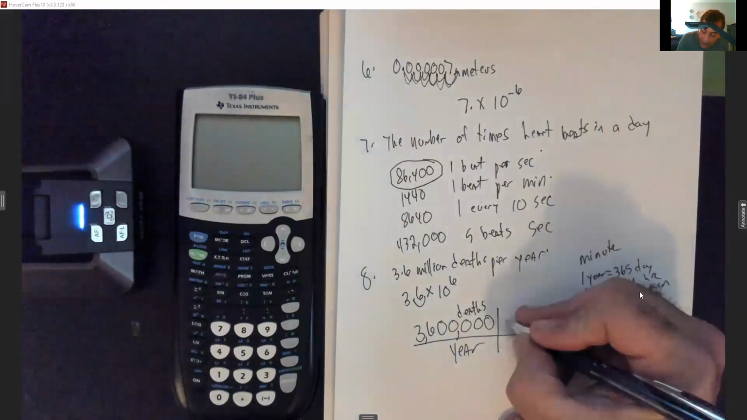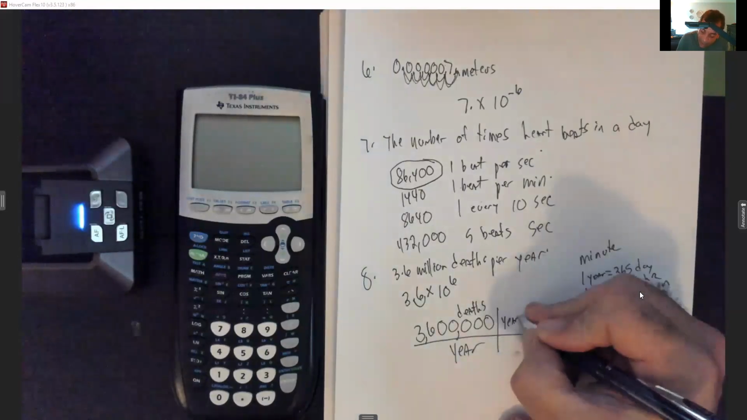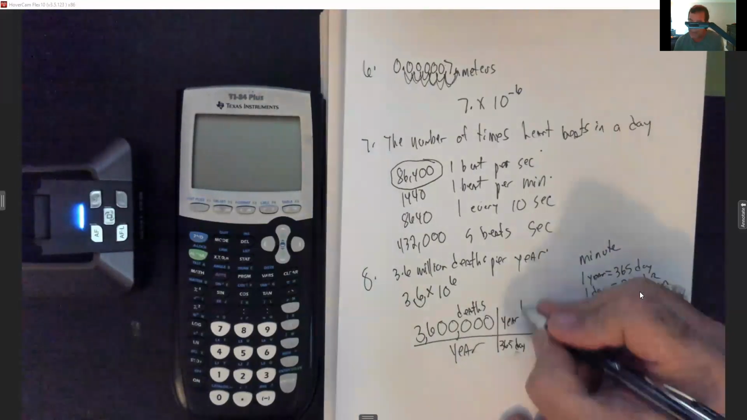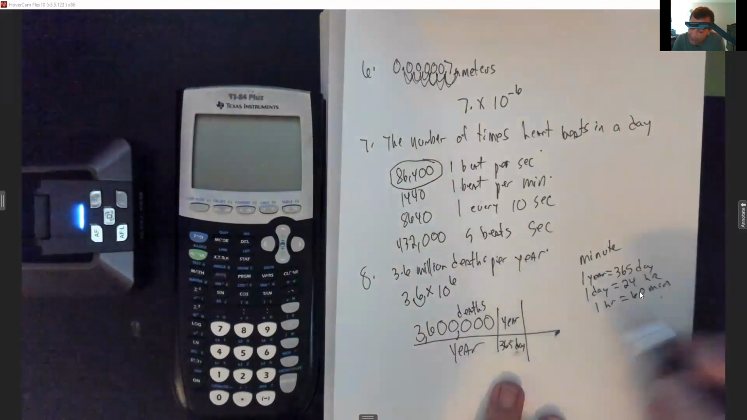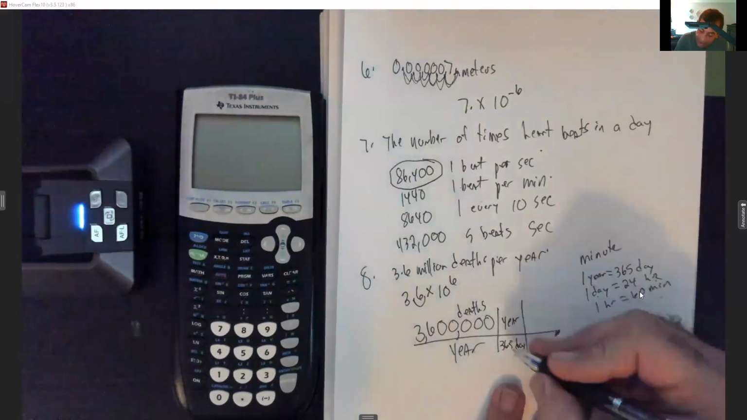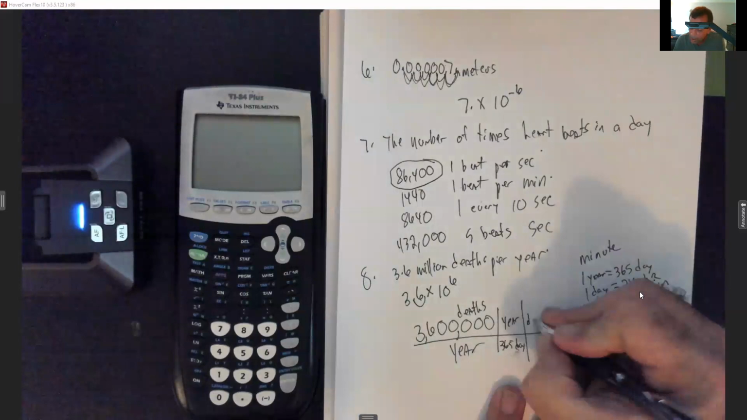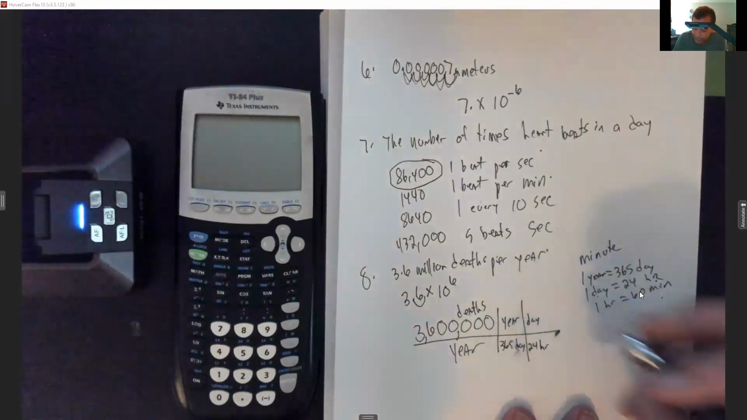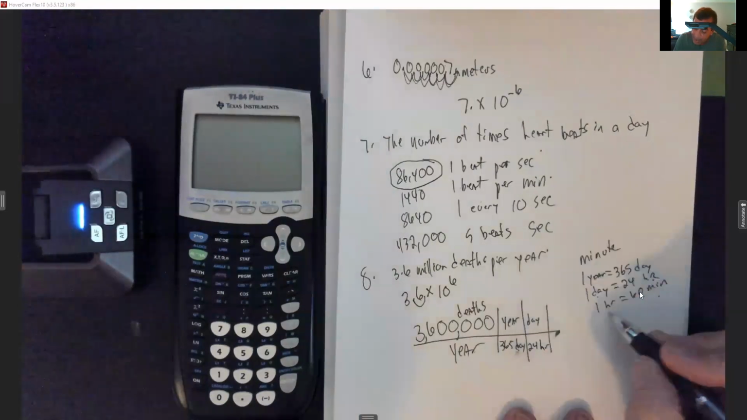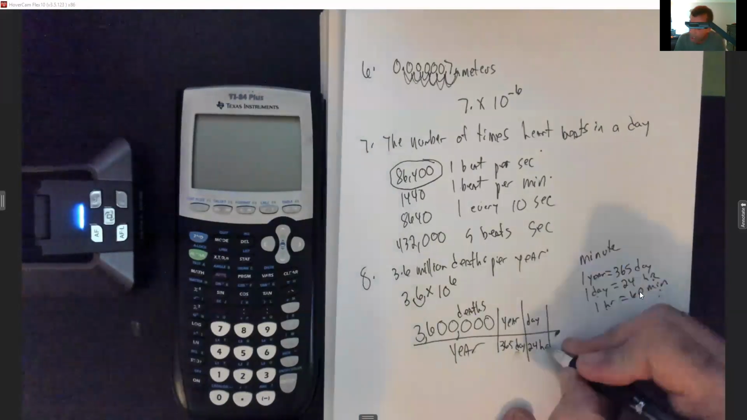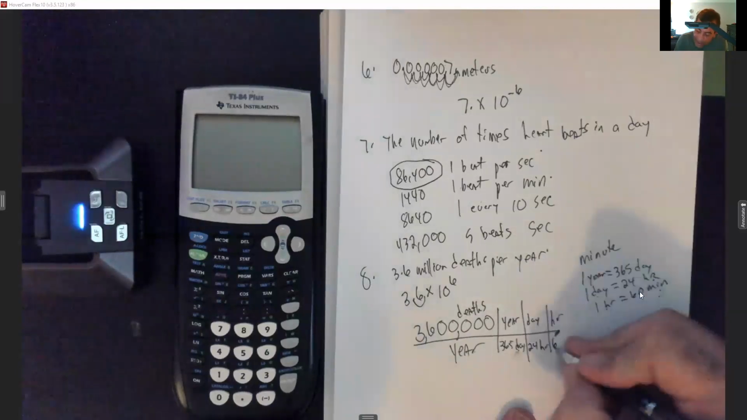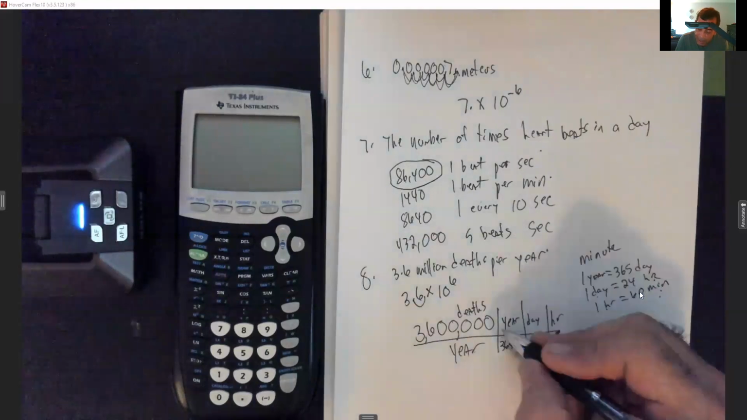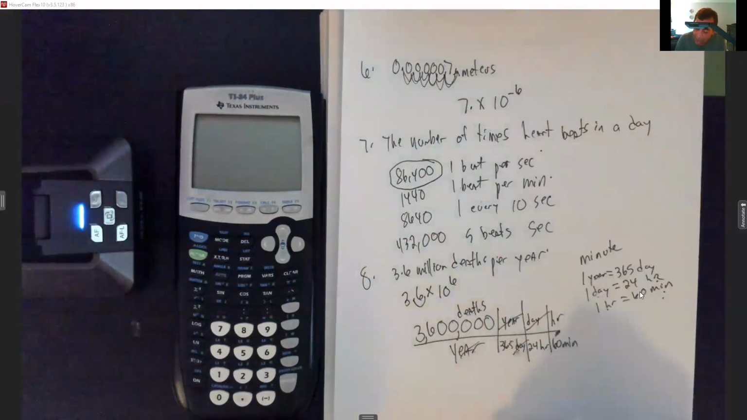So here we go. Since years is on the bottom, I put it on top, and I put my 365 days on the bottom. Now I've got to cancel the days. So to cancel the days, I'm going to turn it into hours. Since days is on the bottom, the 1 day goes on top, 24 hours goes to the bottom. Now I need to turn the hours into minutes. So the hours on bottom, I need to put it on top, and the 60 minutes goes to the bottom. So notice, years cancel, days cancel, hours cancel.